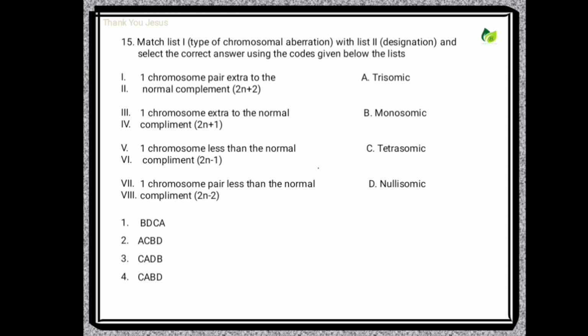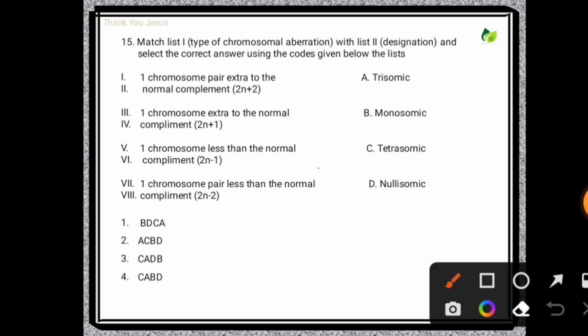So match the list 1 with chromosomal aberration, list 2 designation. Okay, so we are going to match list 1 with list 2. One chromosome pair extra to the normal complement, so 2 chromosomes extra present, 2n plus 2, is related to tetrasomic. Remember, one chromosome extra to the normal complement, that means 2n plus 1, which is related to trisomic.